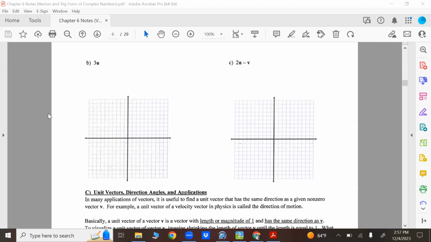Okay, here we go. So 3u. Remember, u is this. U is that. Remember, what was u again? It was -1, 3. So what's 3u going to be? Yeah, so you got to triple that size. So you could think of it like this. 1 left, 3 up. One left, 3 up.